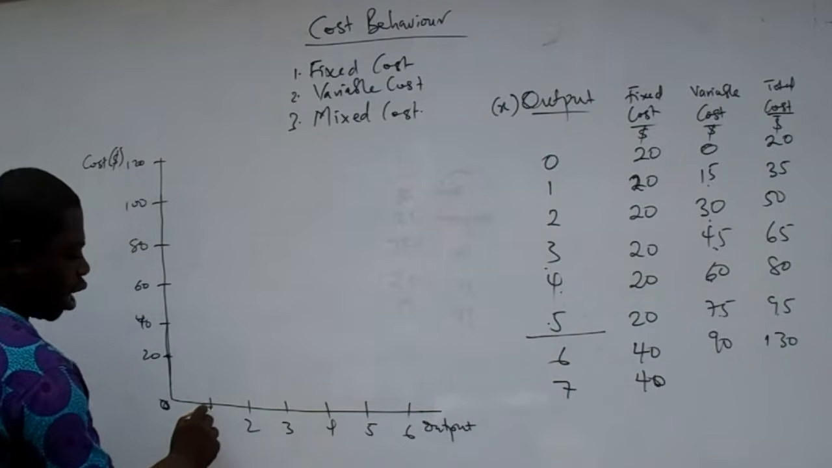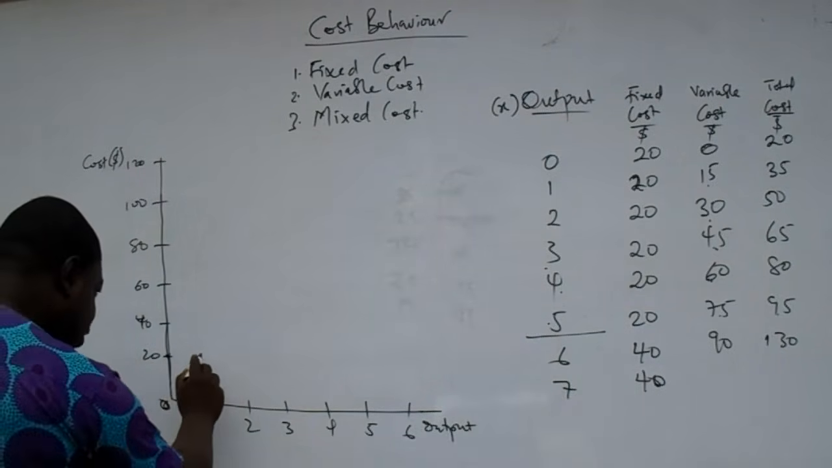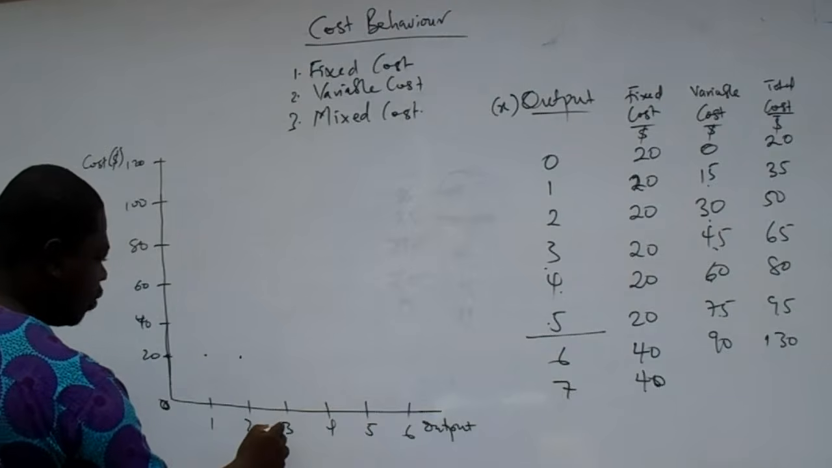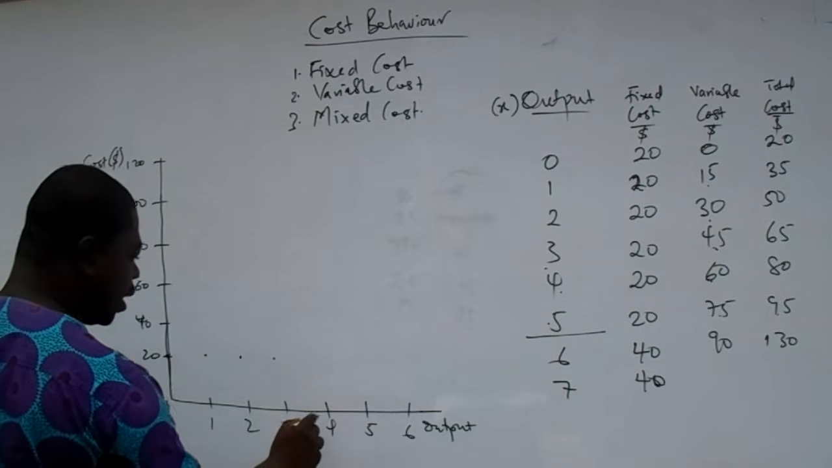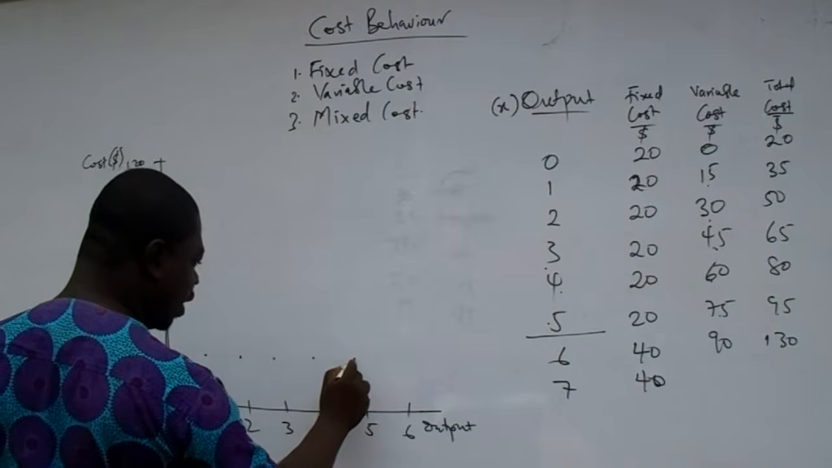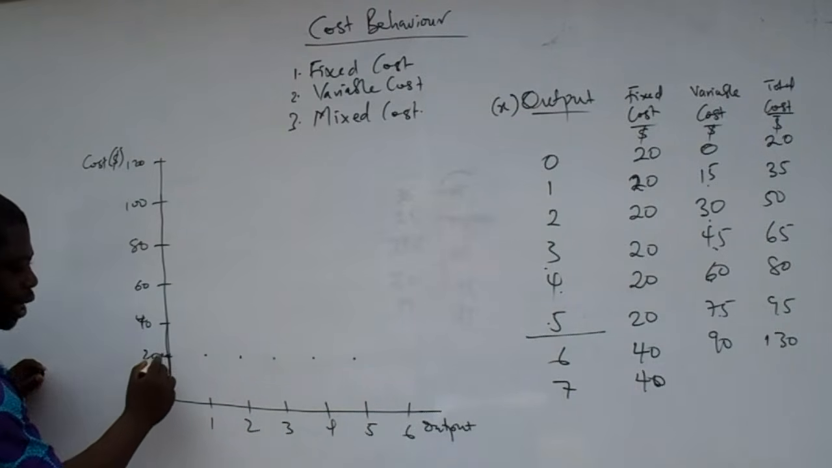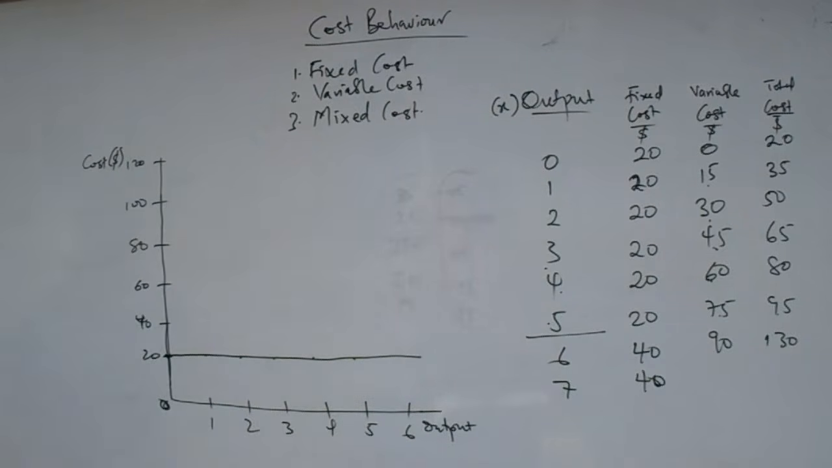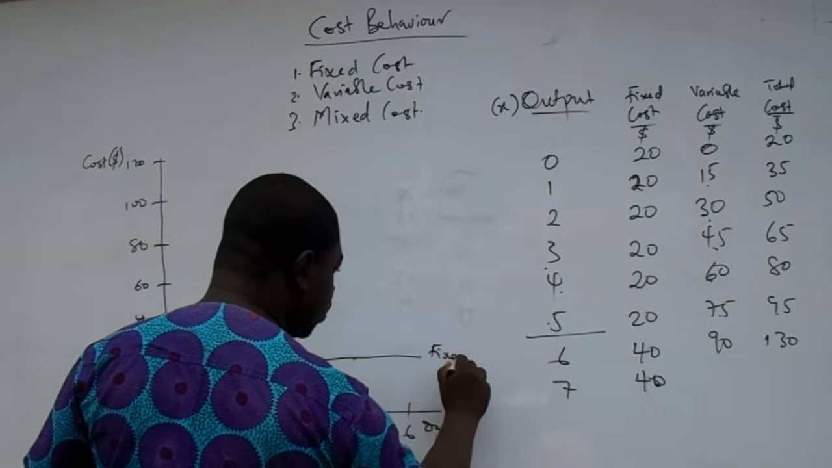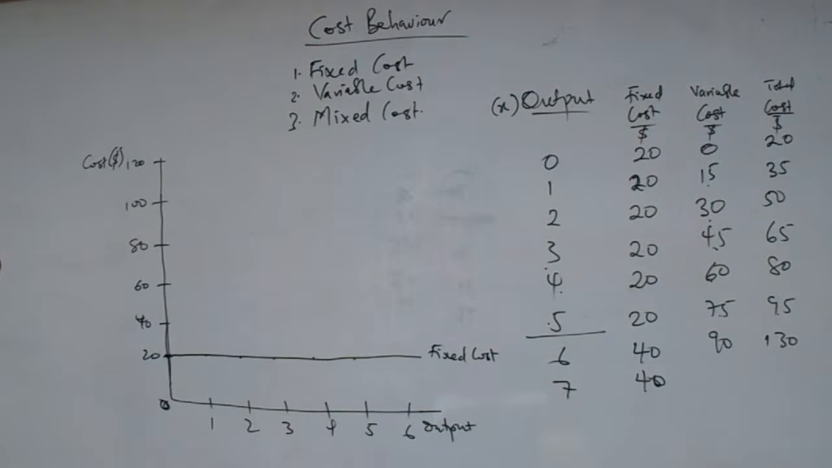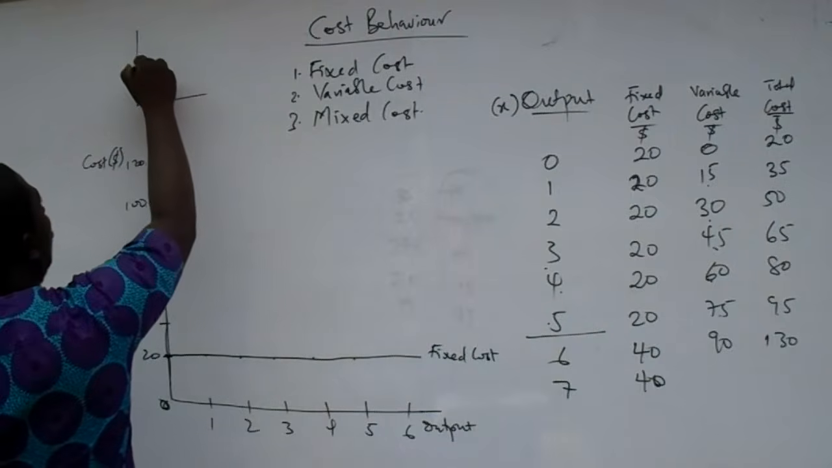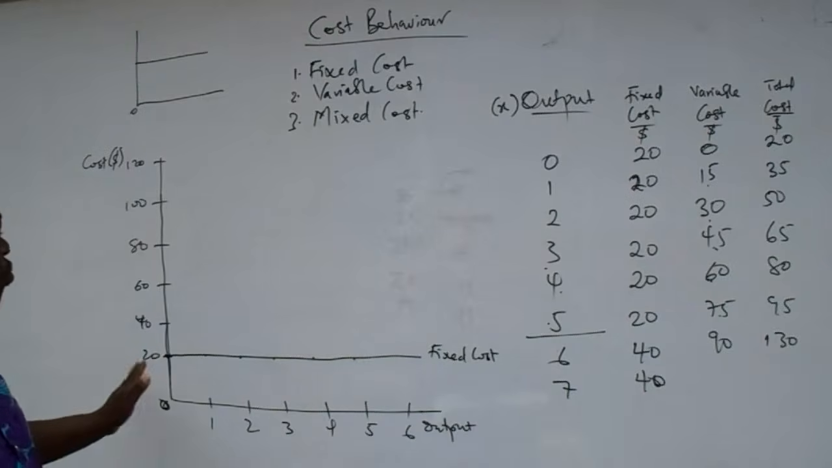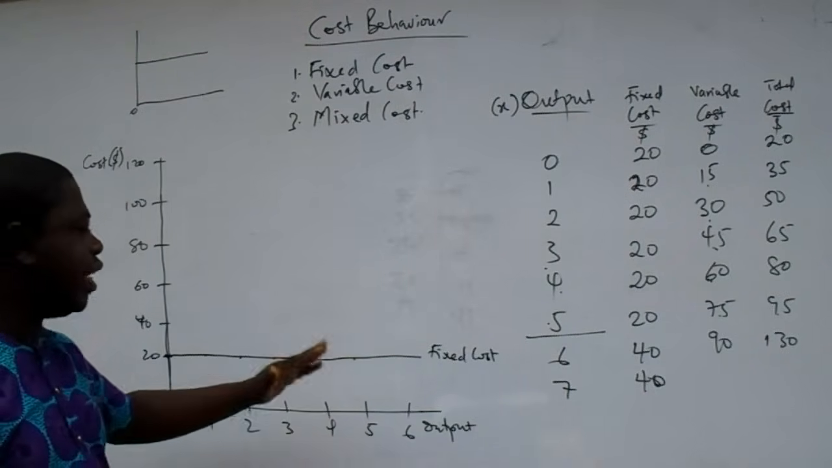Now when output was 1 unit, fixed cost still maintained at 20. When output was 2, fixed cost is 20 still. When it's at 3 units, it's still 20. At 4, 20. At 5, $20. And so we can draw a line through like that. And so this is the fixed cost line. So you see that the fixed cost will always show this pattern on the graph. This is how the fixed cost will always look, because no matter the output within the range going up, it stays the same.